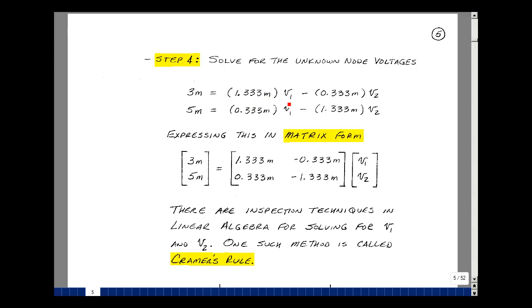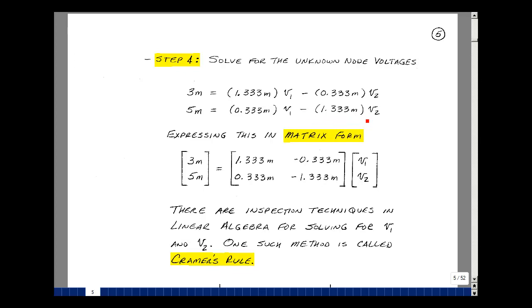1.33 milli times V1. And then we had a minus 1 over 3K, and 1 over 3K is 0.333 milli, and that multiplied V2. The second equation, we had that 5 milli was equal to 1 over 3K times V1, 0.33 milli, minus the summation of 1 over 3K plus 1 over 1K, and that again is 1.333 milli, but there was a minus sign with the V2.